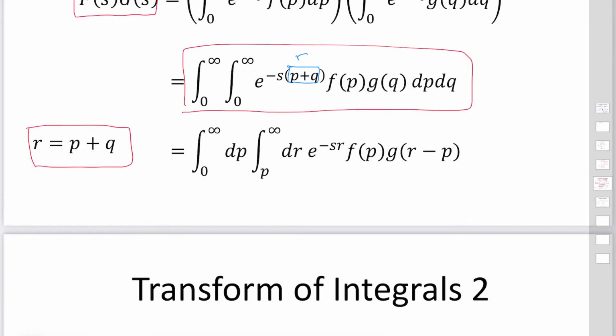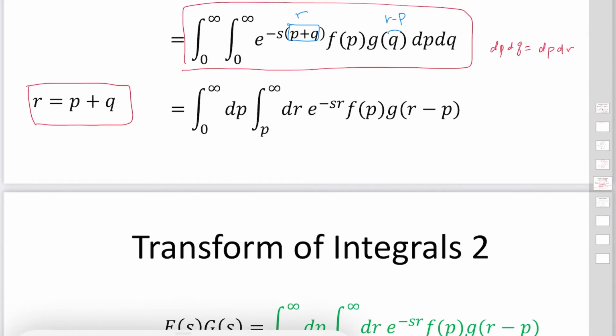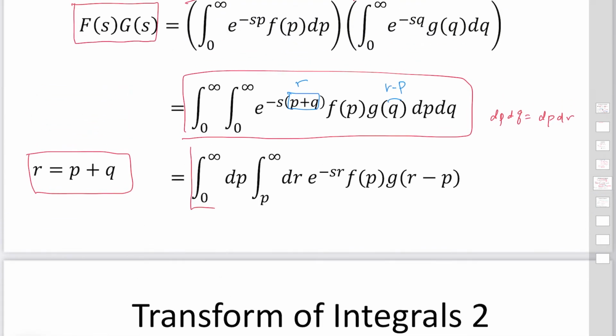If you calculate the Jacobian, the Jacobian becomes one, so dp dq is equal to dp dr because the Jacobian is one. Then we'd like to change q. q equals r minus p. We move to the next line. So p is changing from 0 to infinity, but r is changing from p to infinity. Exponential minus sr, f(p), and g is a function of r minus p. Then we'd like to consider this integral of dp dr.